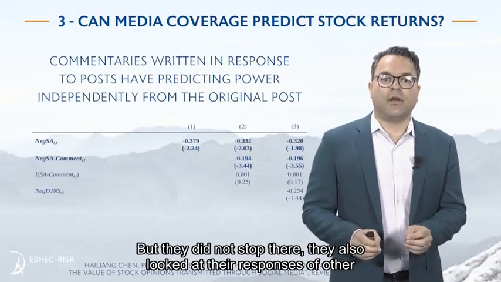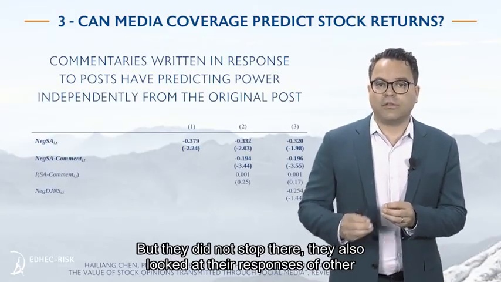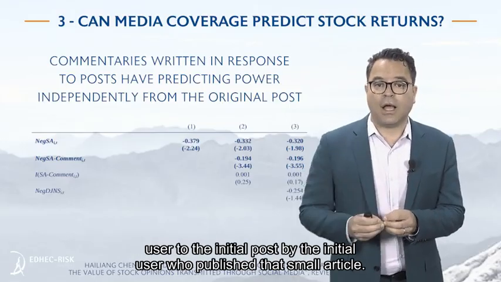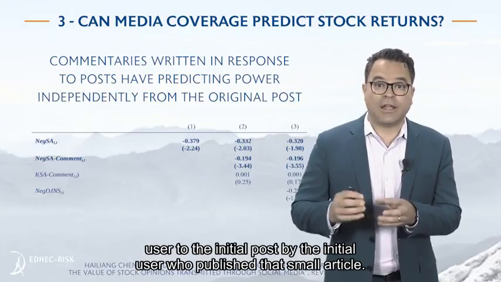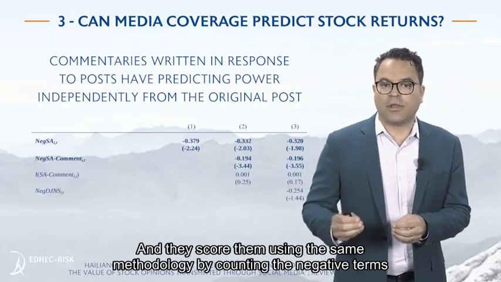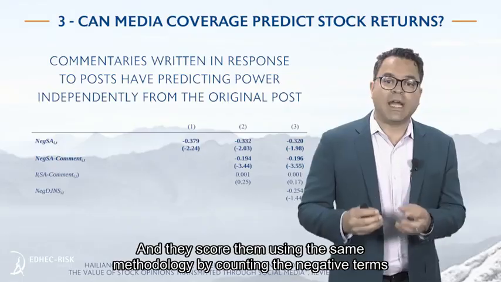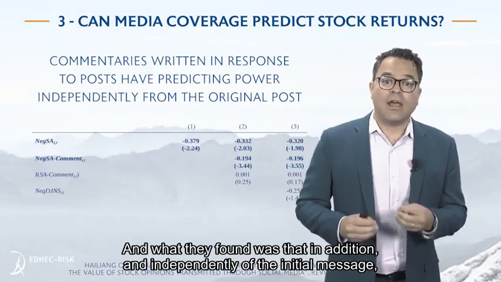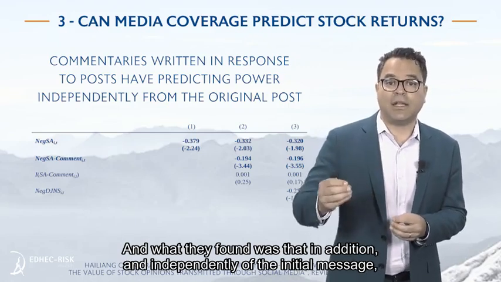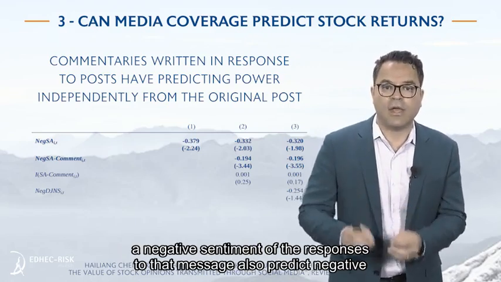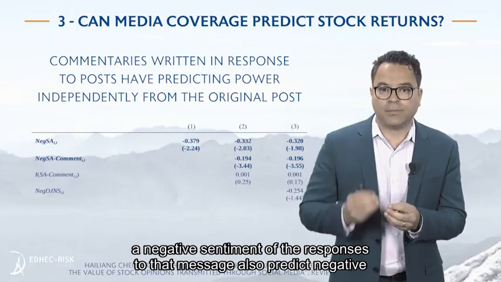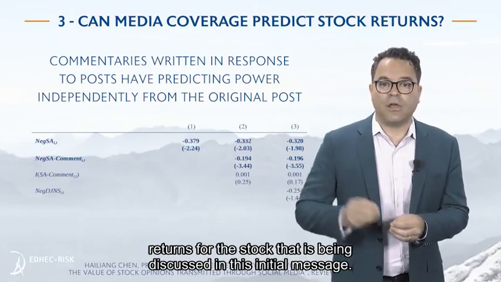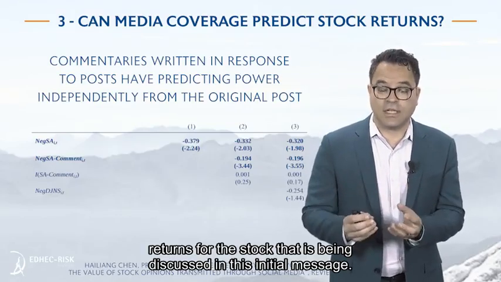But they did not stop there. They also looked at the responses of other users to the initial post by the user who published that small article. And they scored them using the same methodology by counting the negative terms in these posts. And what they found was that, in addition and independently of the initial message, a negative sentiment in the responses to that message also predicts negative returns for the stock that is being discussed in the initial message.